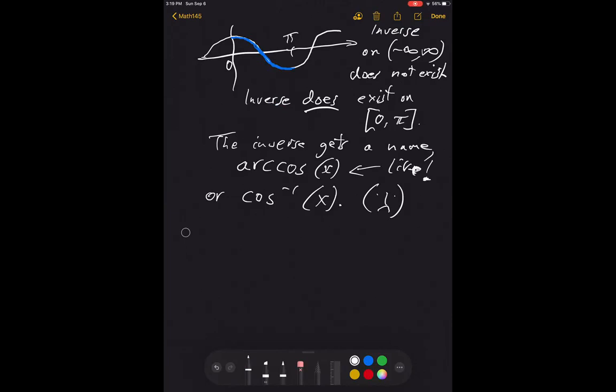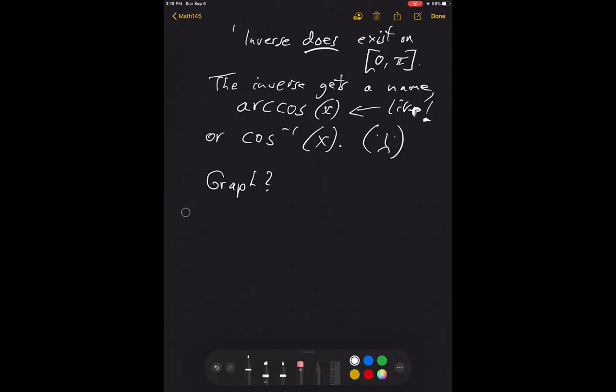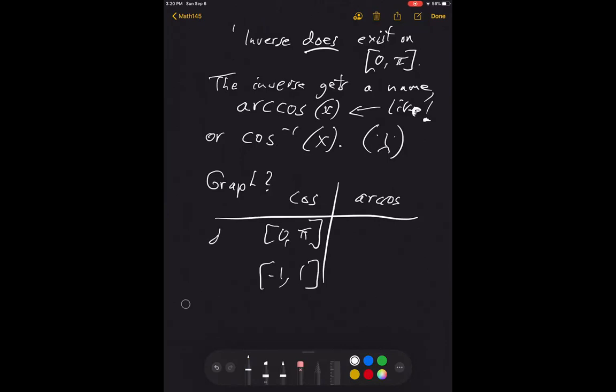So before we sketch a graph of this, remember mirror image? We can look at the domain and range of cosine and arccosine. We know the cosine, we picked the domain from 0 to pi only, and the range is between -1 and 1. And because the arccosine reverses that, we get the domain for the arccosine is -1 to 1, and the range is 0 to pi. So this is a general feature. You always switch domain and range to get domain and range of the inverse function.